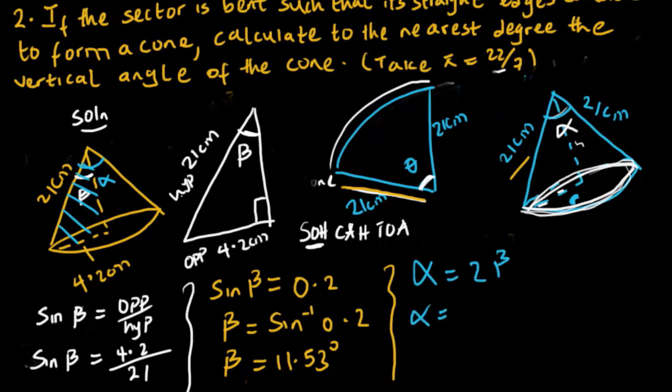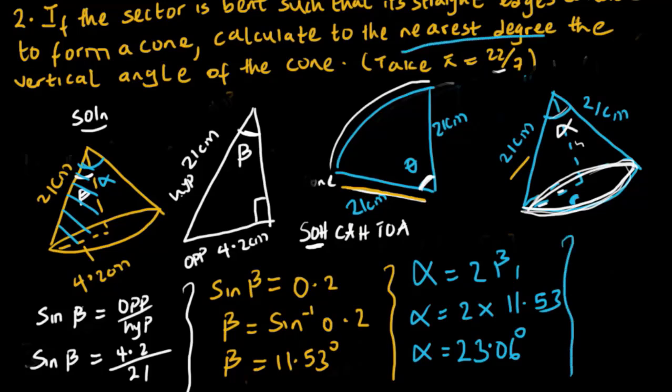Means that alpha equals 2 times 11.53. 2 times 3 is 6. 2 times 5 is 10, 0 carry 1. 2 times 1 is 2 plus 1 is 3. Remember, I have my points here. Then 2 times 1 is 2. So we have alpha equals 23.06 degrees. But we are told to calculate to the nearest degree, which implies that alpha equals 23 degrees.